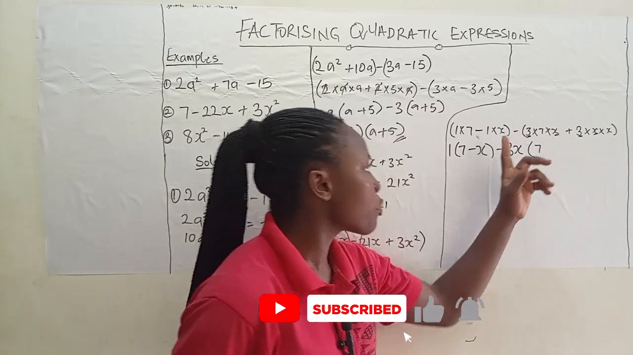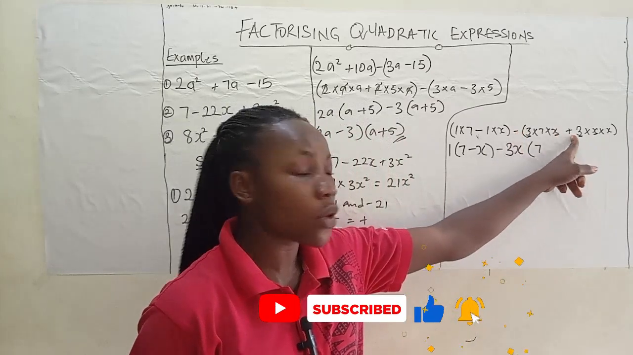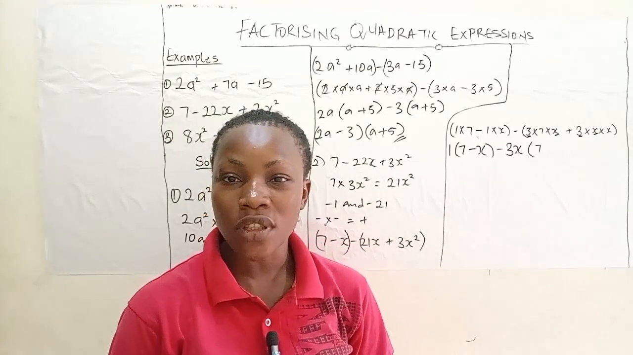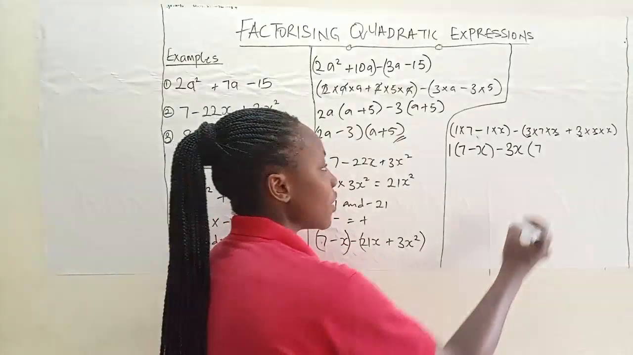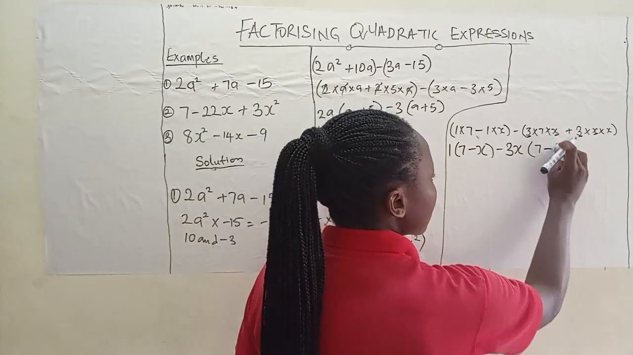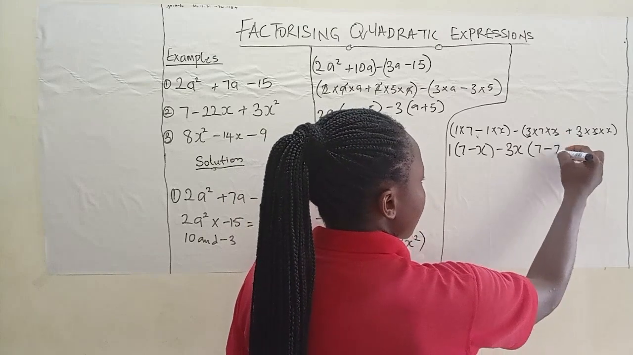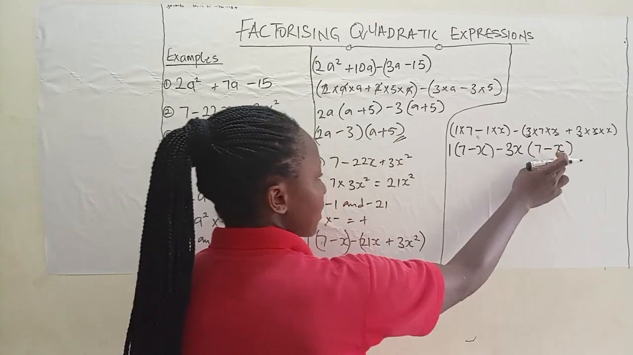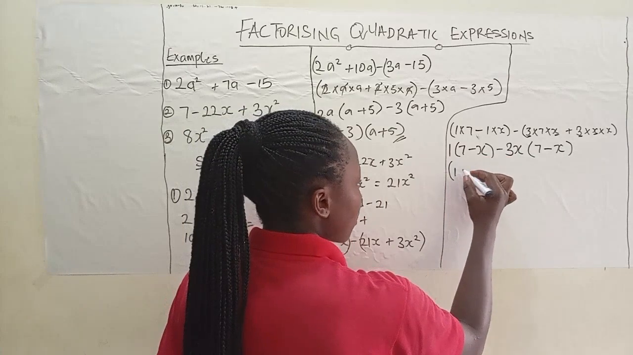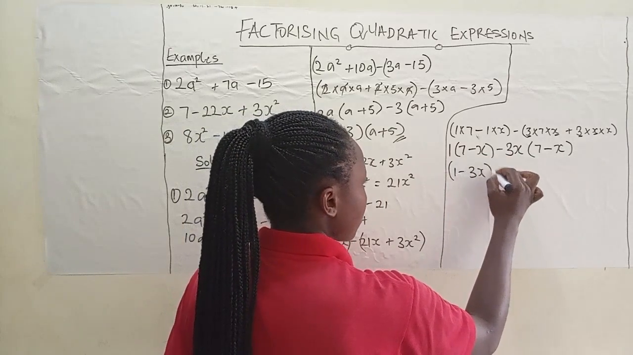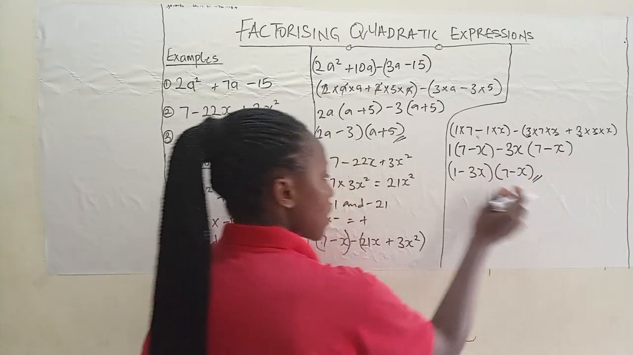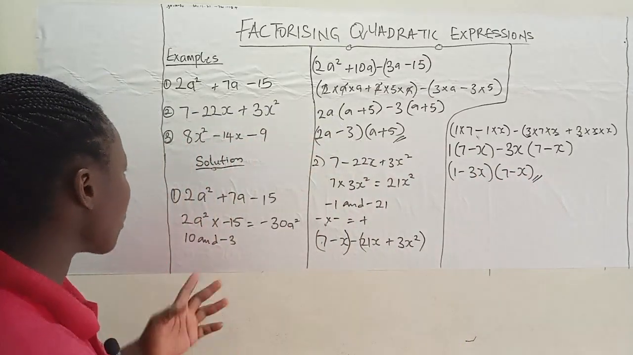And again, this negative sign is going to affect this positive sign, because negative times positive is going to give us negative. So here we are having negative sign here, minus x. These two things are the same, so we are picking 1. So you are going to have 1 minus 3x and 7 minus x. So this is our final answer for example 2.